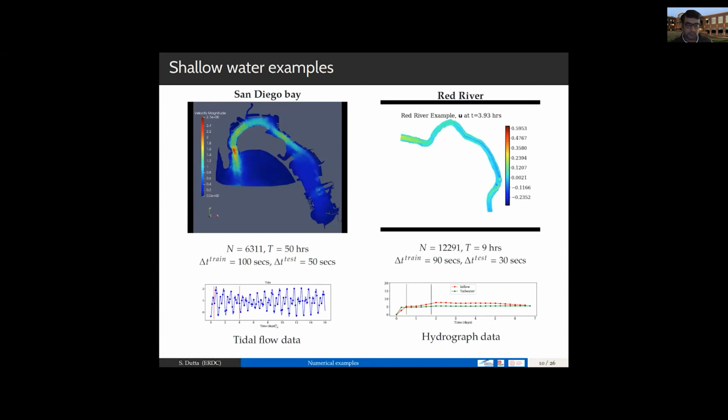This shows the tidal inflow forcing data that we're applying to the model, and the vertical red lines show the actual training window that we're using for our ROM calculations.